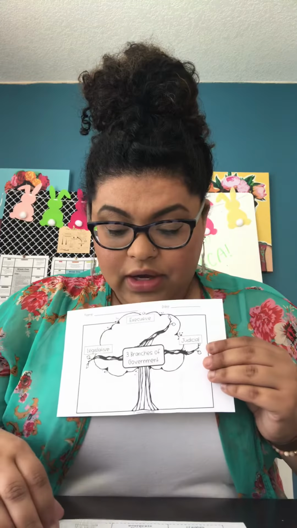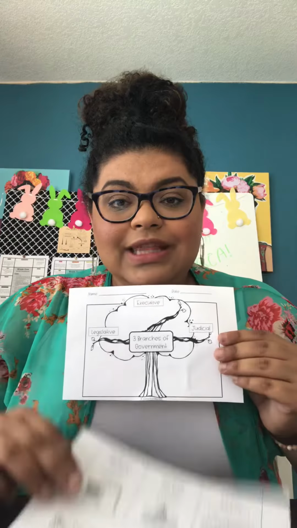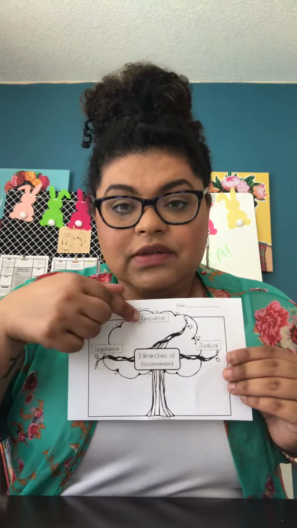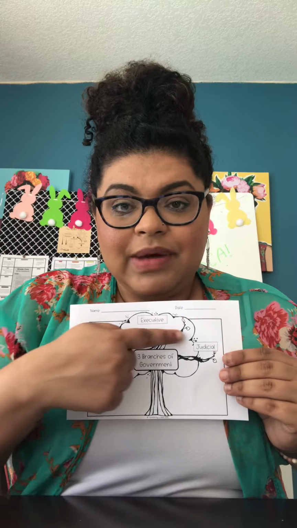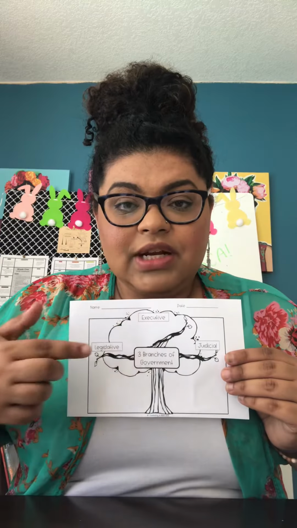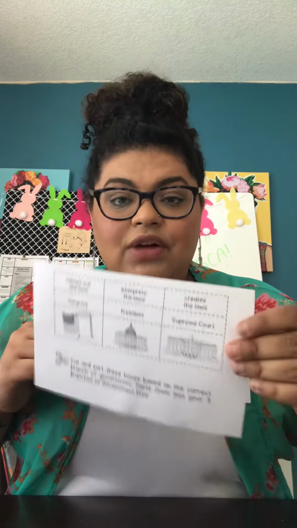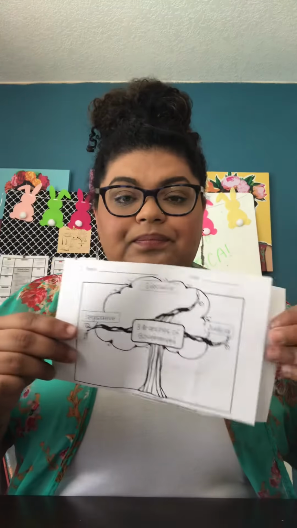It's already cut out for you. And then you're going to be putting these under their titles. So you're going to cut out the ones for the executive branch and you're going to glue the pictures here with their description, the one for the legislative branch and the one for the judicial branch. And all you have to do is cut them out, okay? So that is that assignment.